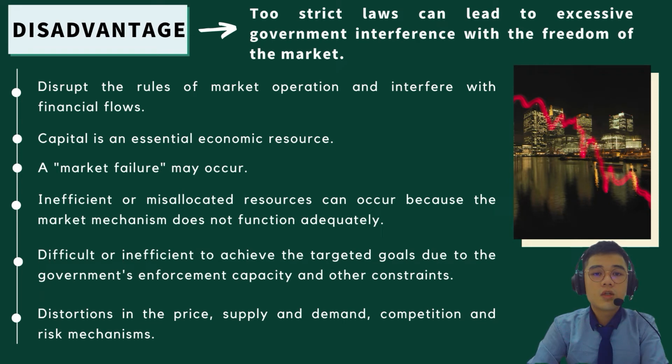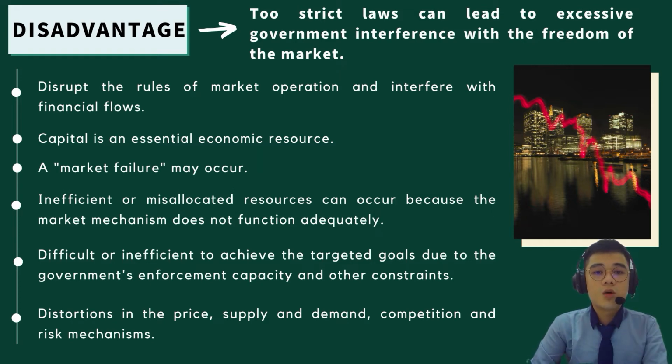However, the disadvantage of having more effective laws is obvious. Too strict laws can lead to excessive government interference with the freedom of the market. This could disrupt the rules of market operation and interfere with financial flow. Because loans are one of the major capital sources, and capital is an essential economic resource, if the government passes laws that interfere excessively with the market, a market failure may occur. Inefficient or misallocated resources can occur because the market mechanism does not function adequately.